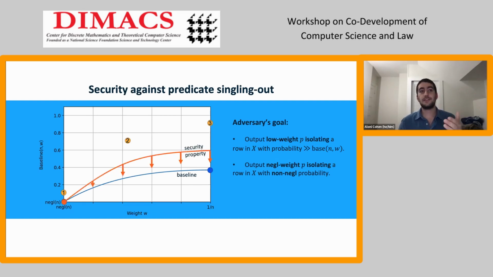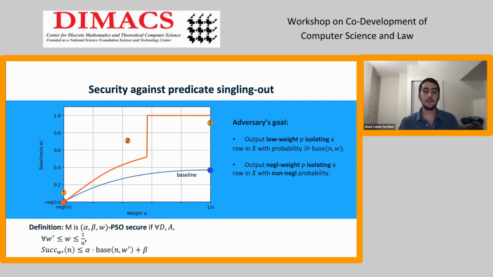So this is a security property, this orange line. A security property is, adversary can't do better than this orange line. There's a bounded increase over the baseline risk. So any of these three yellow dots would violate the security property. So here's another one. Some bounded increased risk up to some threshold weight, and then we don't care what happens.